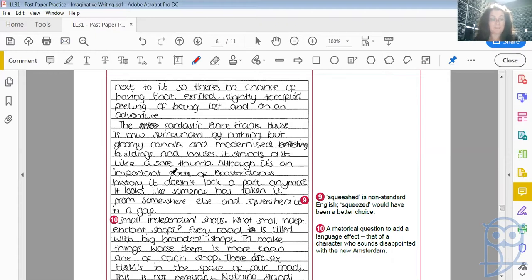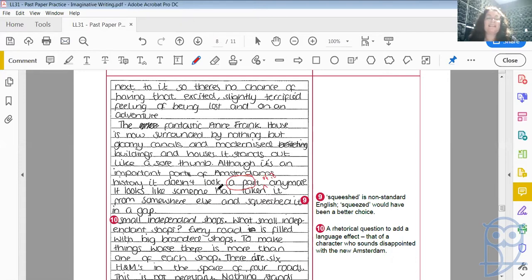Okay, so here is a bit of a strange expression. Although it's an important part of Amsterdam's history, it doesn't look a part anymore, a part of it, because you could mistake this for a spelling error, as in it's a part, but it's not, it's a part. So just watch out for how you express yourself. Make sure that you're not ambiguous or unclear in what you're trying to say.